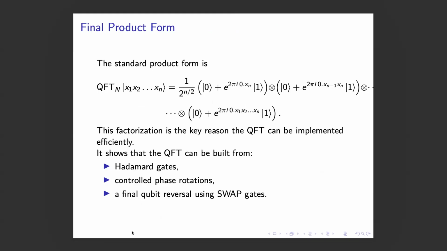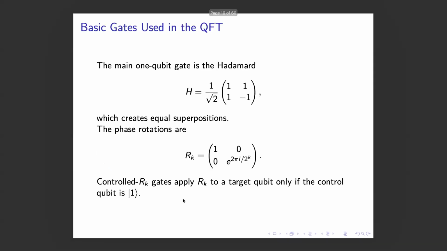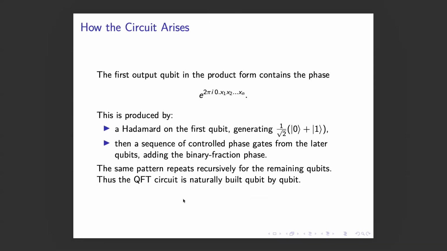And the standard product, so the qubit, as we saw for the 2 qubit case, we can have Hadamard gates, controlled phase rotations, and a final qubit reversal using swap gates. And this is just a repeat of what we did. The first output qubit in the product contains this phase here, and this is produced by a Hadamard on the first qubit, which generates this state. Then a sequence of controlled phase gates from the later qubits, adding the binary fraction phase. And this pattern repeats recursively for the remaining qubits. So this is the way you would build a QFT circuit qubit by qubit.